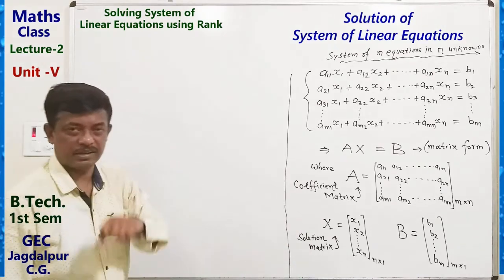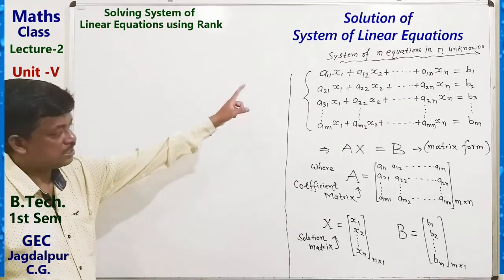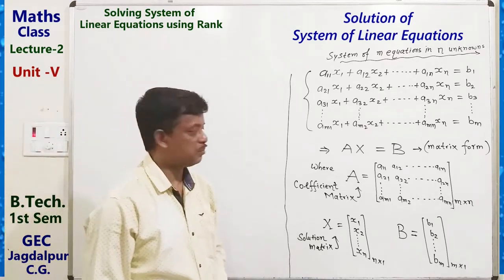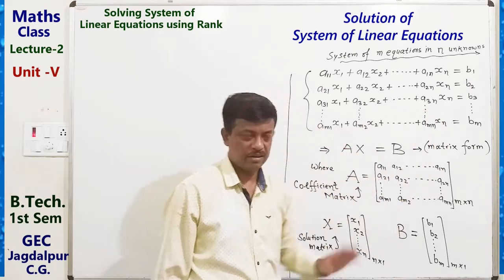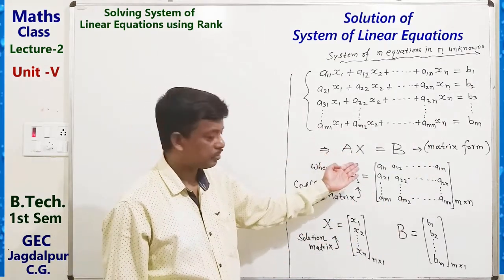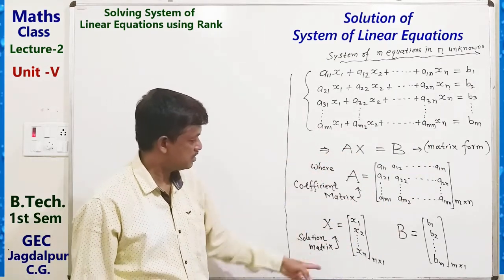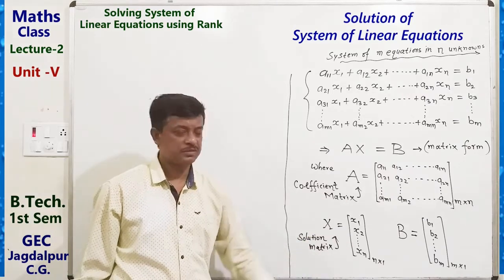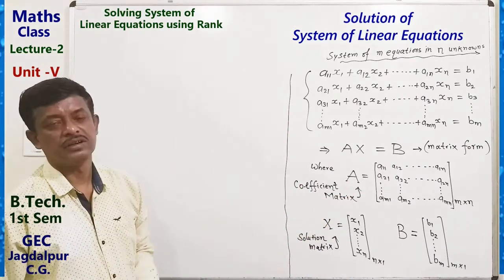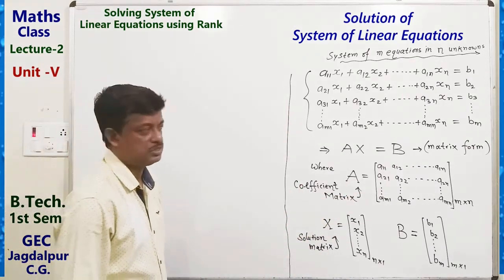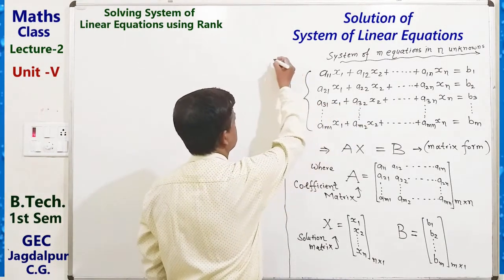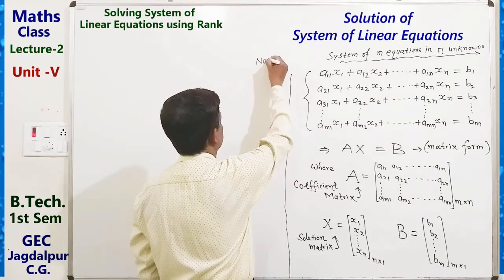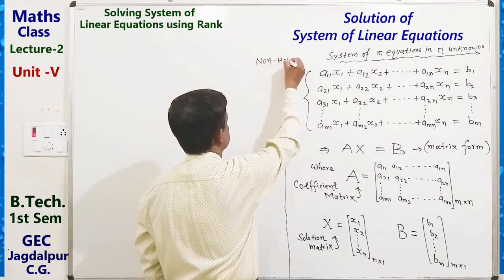For that we will make a matrix. This is our system of equations. Suppose number of equations are n and number of unknowns are n. This is the matrix form. A is the coefficient matrix, X is the solution matrix, B is the right hand side. This is a non-homogeneous equation.